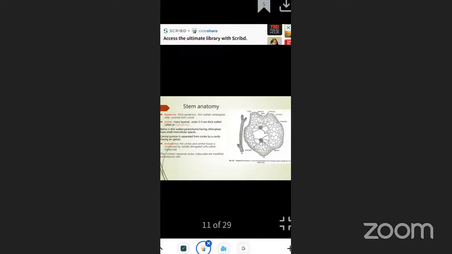And here the xylem is present, and phloem is present around the xylem. Means xylem is surrounded by the phloem. Means here protoxylem is in exarch condition.